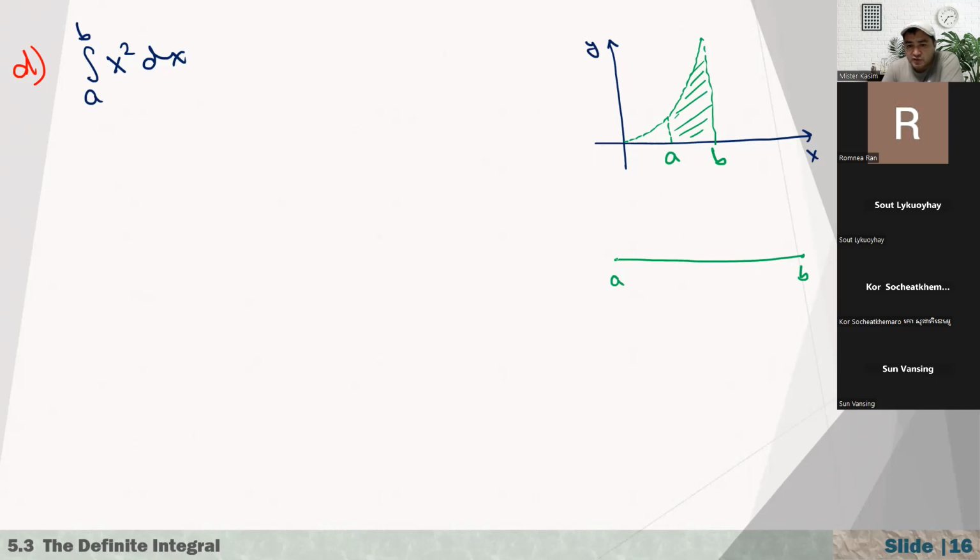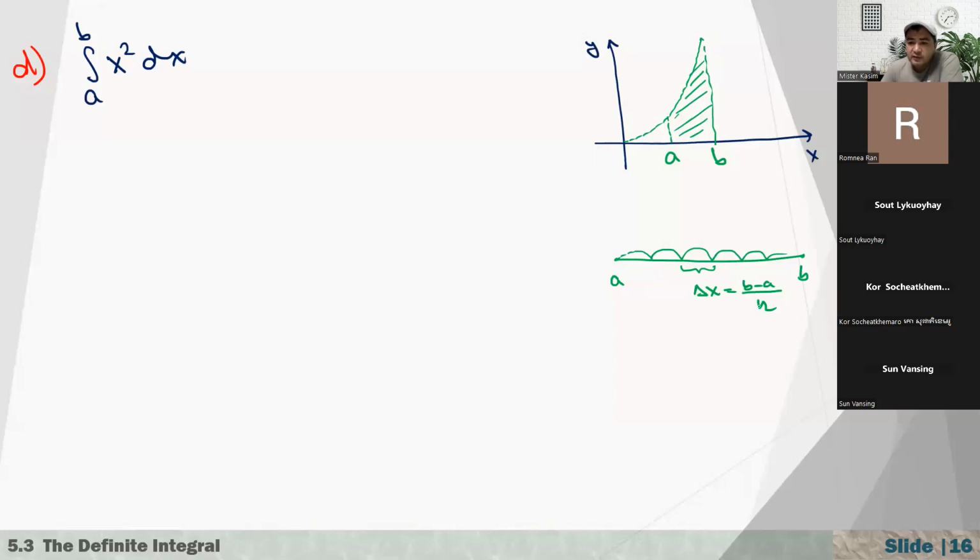Now we are choosing some points: the first one, the second one, the third one, the fourth one, the fifth one, and so on. So what is the length of each one, delta x? Let me label this by delta x. Suppose delta x is equal to (b minus a) over n, because we have divided this line segment into n equal subintervals.